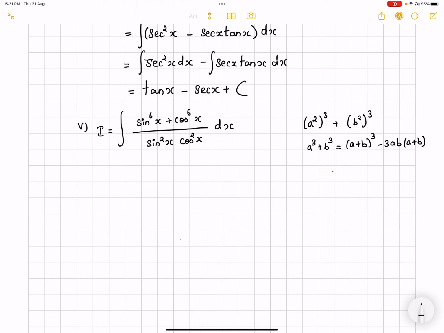How did we get this? We have a formula for a plus b the whole cube, which is a cube plus b cube plus 3a square b plus 3ab square.